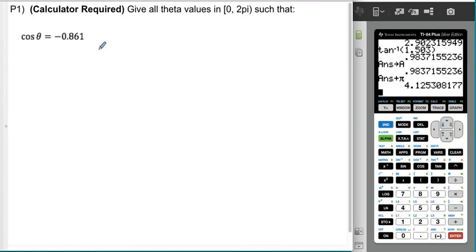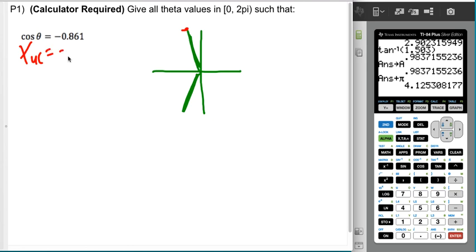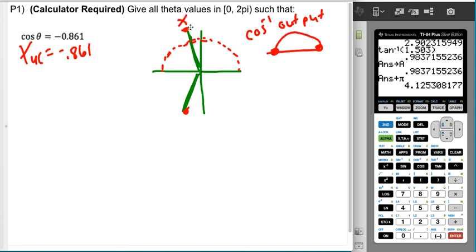All right, so let's go ahead and try this one. So cosine of theta is this negative value. I just want to point out, cosine is negative over here, right? So there's going to be two answers, because the x on the unit circle is negative 0.861. The calculator is going to give you this one. The cosine inverse output is going to be the top half of the curve, it's going to look like this. So this one's going to come from your calculator.